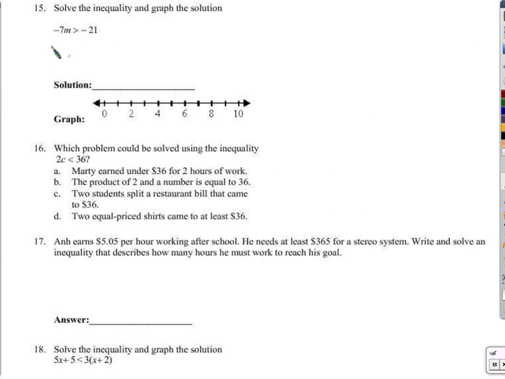Okay, we're going to solve this inequality. Just like we were solving an equation, we would divide by the thing that's being multiplied by m. But now, the little trick with inequalities comes in. Whenever you divide by a negative on both sides, you have to switch that sign around. That's my universal sign for flip that symbol around. And we get m is less than negative 3. If we were to show that on the graph, here's negative 3. It can't be negative 3, so we put an open circle.